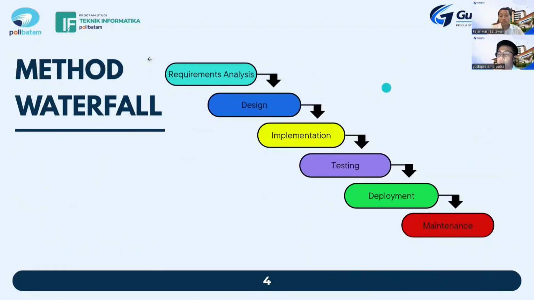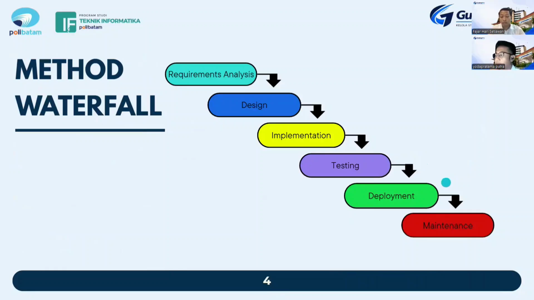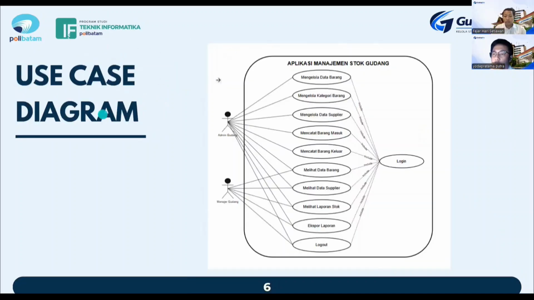This is the method we use, the waterfall method. In the waterfall method, we have requirements analysis, and then next is design. After we completed the design, we go to implementation. After implementation, we go to testing, and then deployment. After we finish everything, we have to maintain.